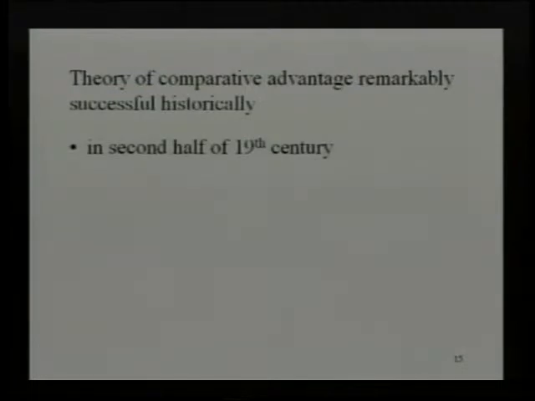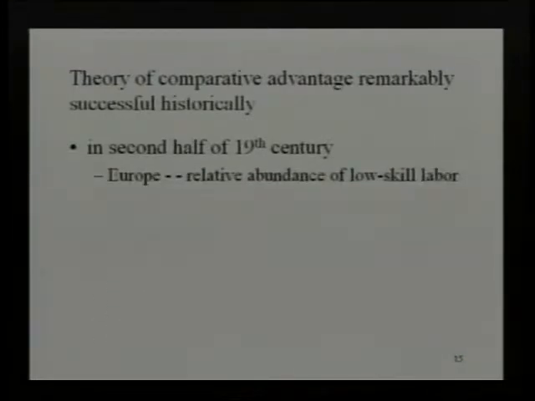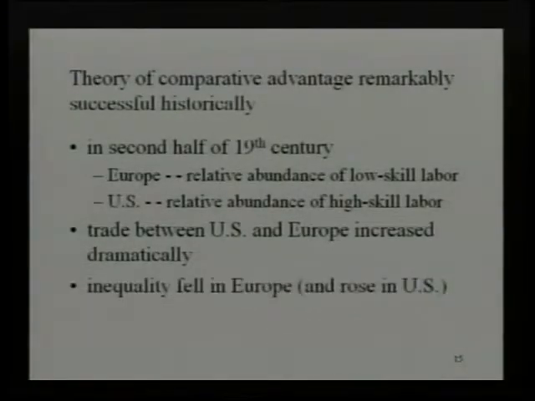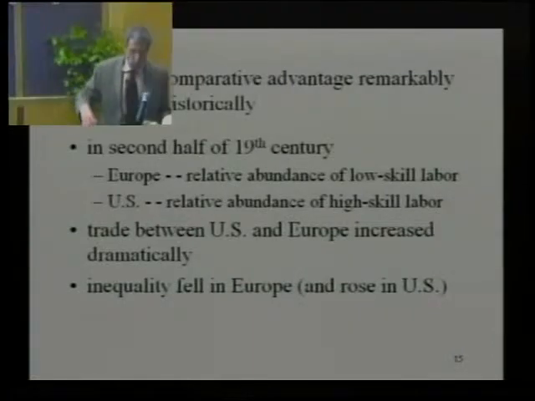One notable success of the theory of comparative advantage was in the late 19th century. There, globalization came about because the cost of transporting goods across the Atlantic Ocean went down. Shipping costs went down. Now, Europe, at that point, had the bigger proportion of low-skill workers compared with the US. And in fact, what we saw, which was exactly what the theory predicted, was a fall in inequality in Europe because of globalization. So low-skill wages rose, high-skill wages came down in Europe. But as I say, the theory has not worked for the recent globalization.